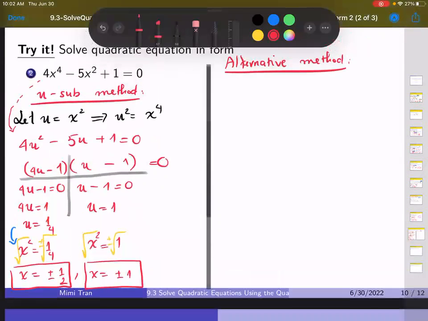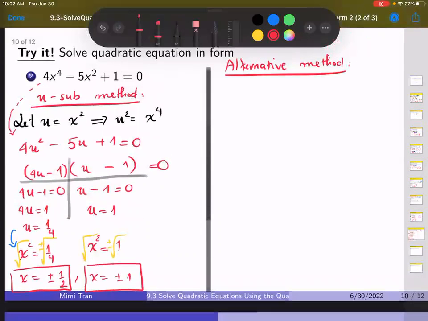Now, the alternative method. Let me rewrite the problem. So 4x to the 4 minus 5x squared plus 1 equals 0. I can factor straight from here. Instead of what? Remember we have 4u minus 1, u minus 1.